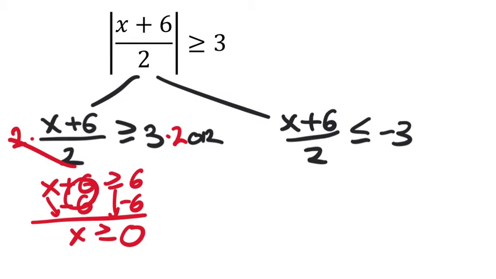Now, some students say, well, it's greater than or equal to 0, so there is no solutions. No, 0 is part of the solution right there. We're saying x, it could be equal to 0, but it could also be greater than 0. So that's our first inequality. Let's look at the next one.